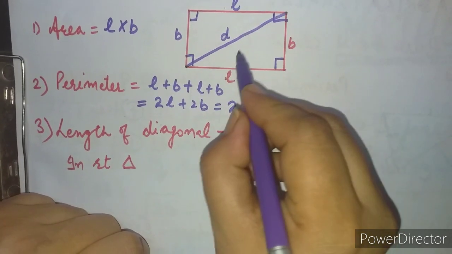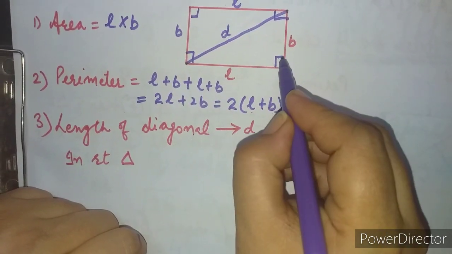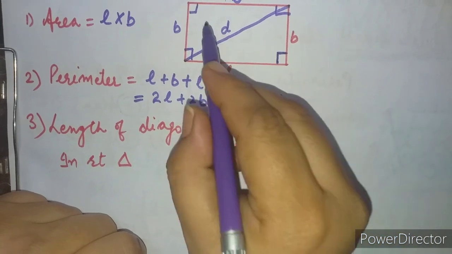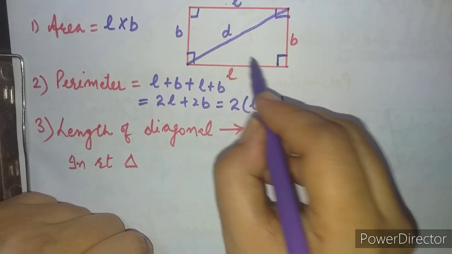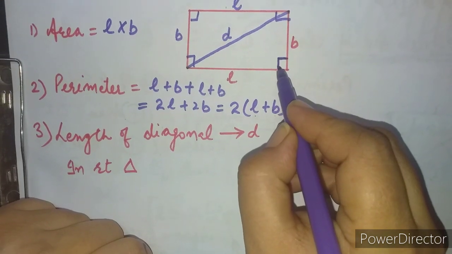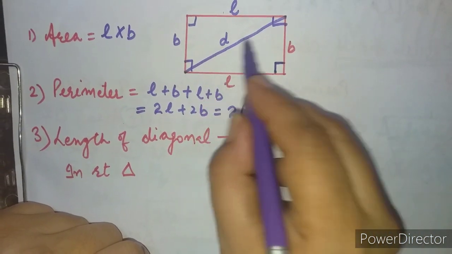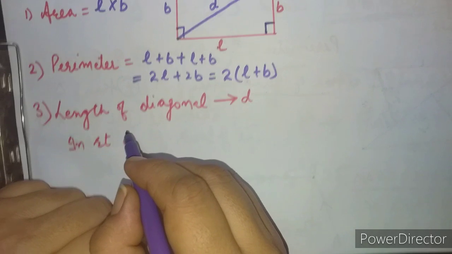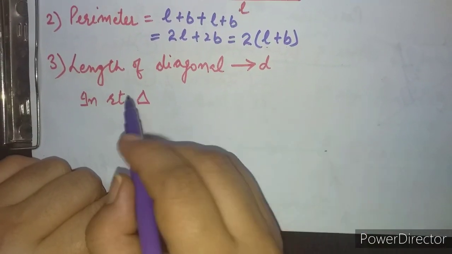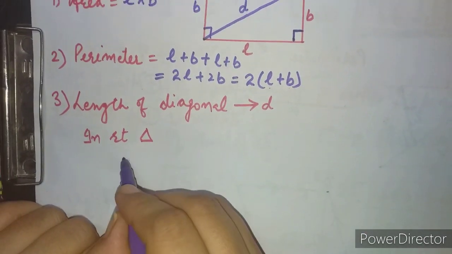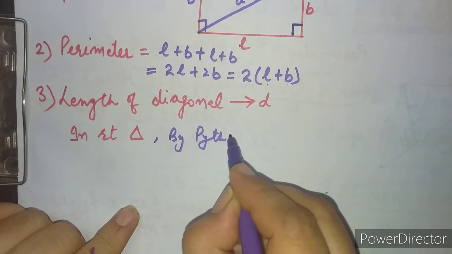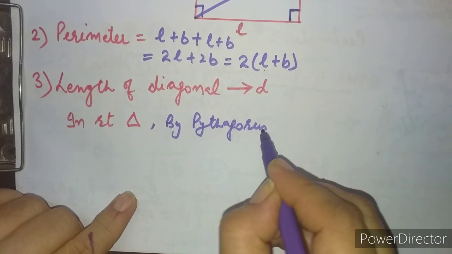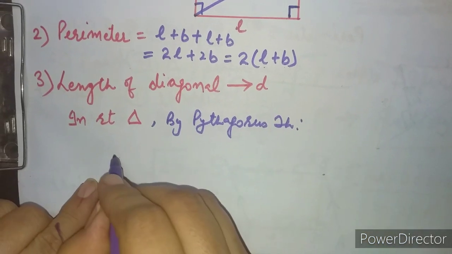So this triangle has become a right angled triangle only. Again, two triangles are there, two right triangles are there. Let me talk about only this right triangle where one angle of 90 degrees is there. Okay, so by Pythagoras theorem only I will be able to find the length of this diagonal. So in a right triangle, by which theorem? By Pythagoras theorem only we will be able to get this answer.